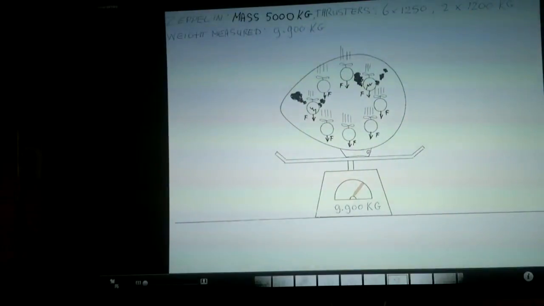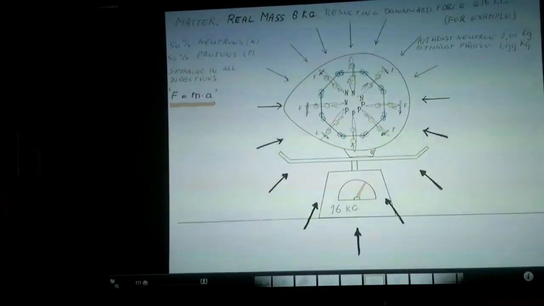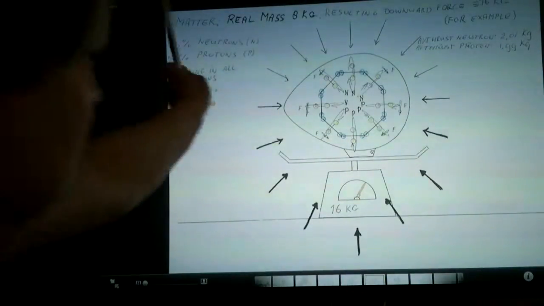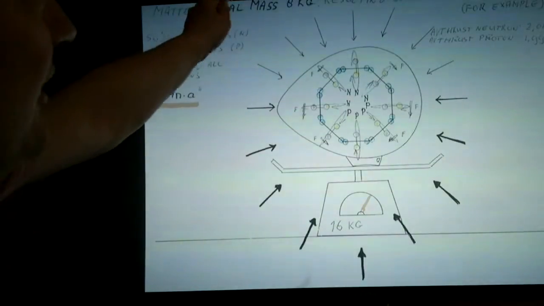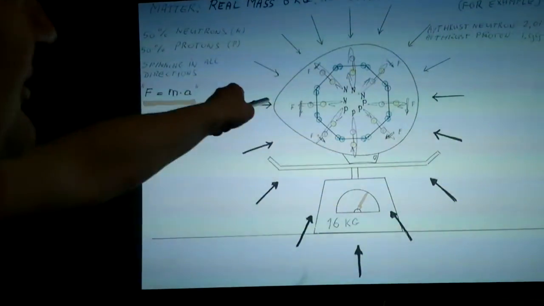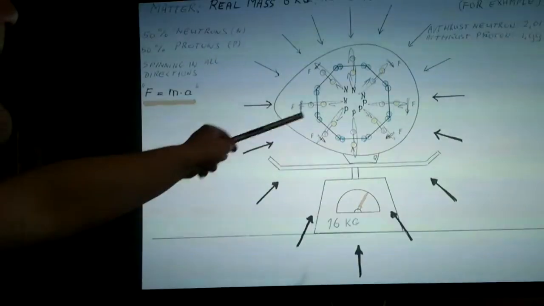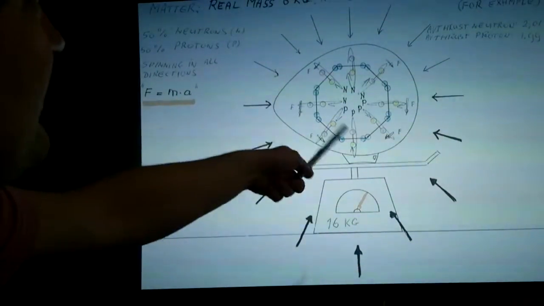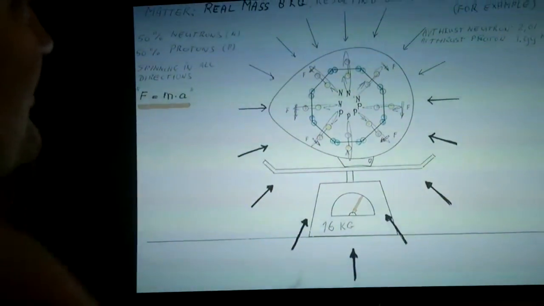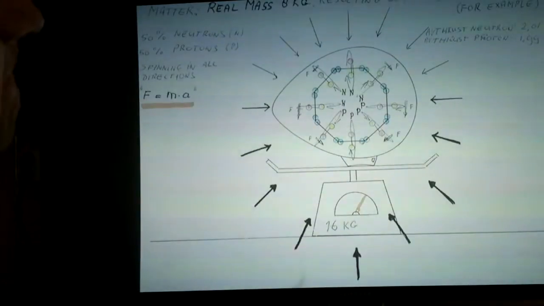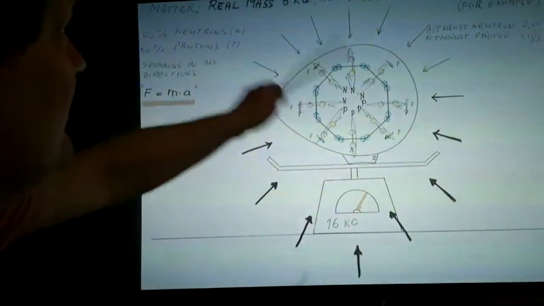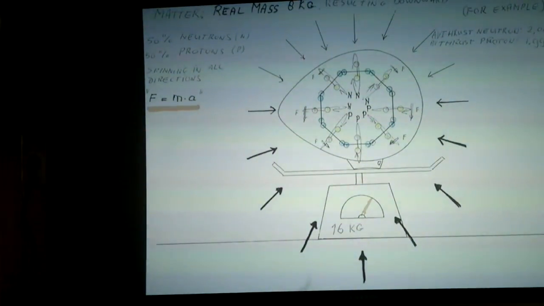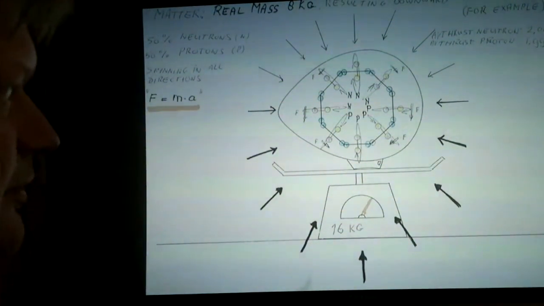So, now we're going to look at an atom, or a molecule, or mass. We have this scaled-down zeppelin, a model zeppelin. Its real mass is 8 kilograms, but it has protons and neutrons, and they all point in all kinds of directions, and so the force downwards is 60 kilograms, although the real mass is only 8. And this is what happens in general.